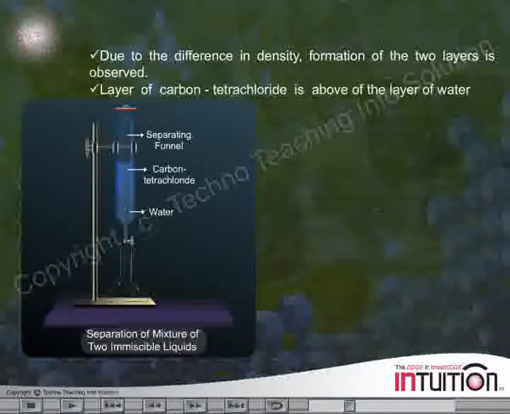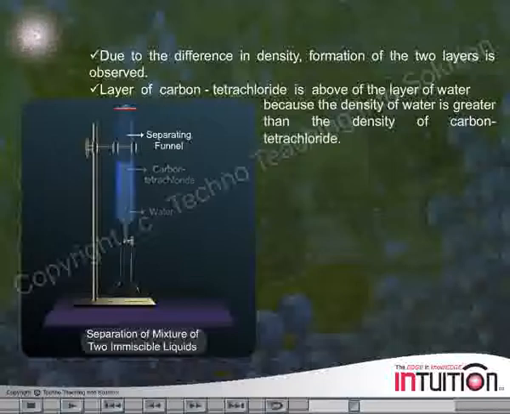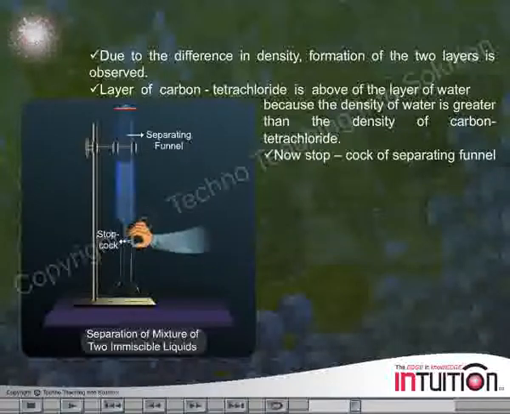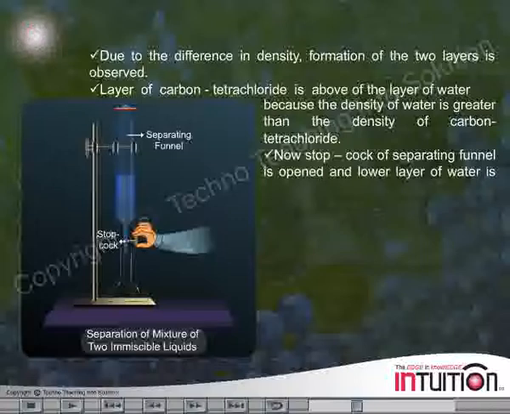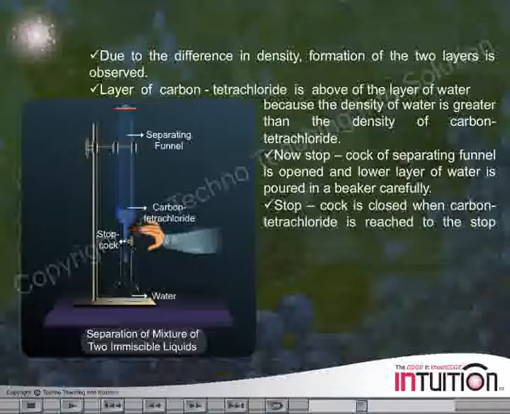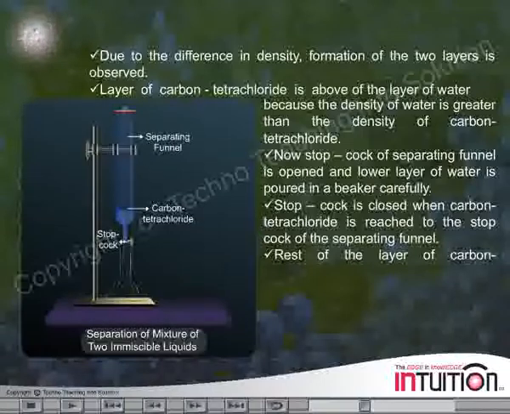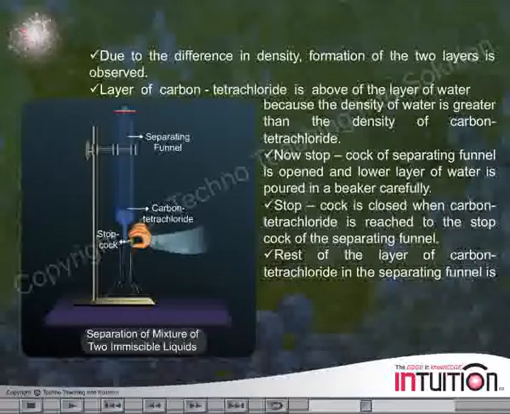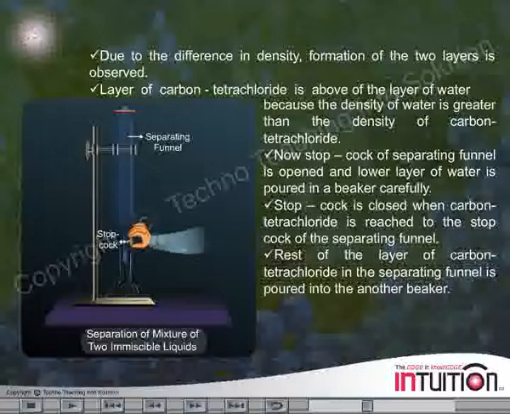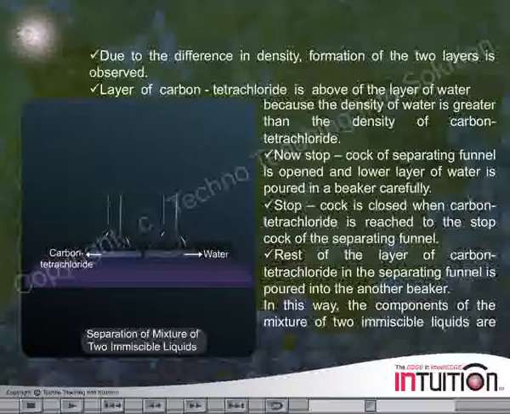Layer of carbon tetrachloride is above the layer of water because the density of water is greater than the density of carbon tetrachloride. Now stopcock of separating funnel is opened and the lower layer of water is poured in a beaker carefully. Stopcock is closed when carbon tetrachloride is reached to the stopcock of the separating funnel. Rest of the layer of carbon tetrachloride in the separating funnel is poured into another beaker. In this way, the components of the mixture of two immiscible liquids are separated.